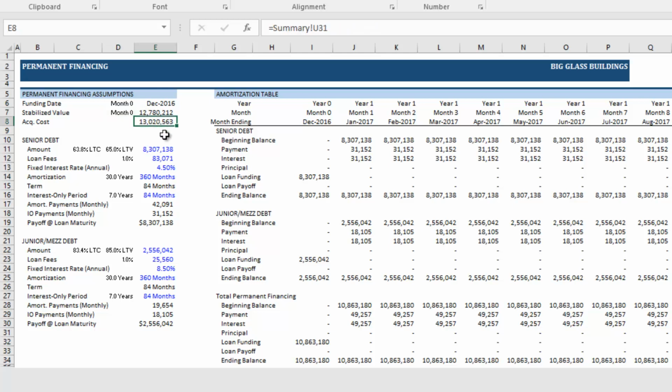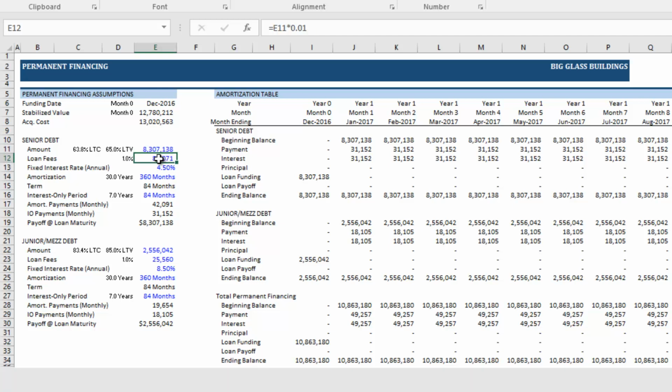Finally, we have acquisition costs. In the case of a development deal, this becomes development cost, and this value comes from the summary tab and is important for calculating our loan to cost. And so as we're looking at this loan, we want to understand what's our loan to value and what's our loan to cost, two incredibly important metrics to lenders who may be lending on this property.